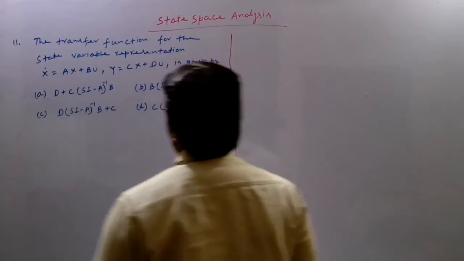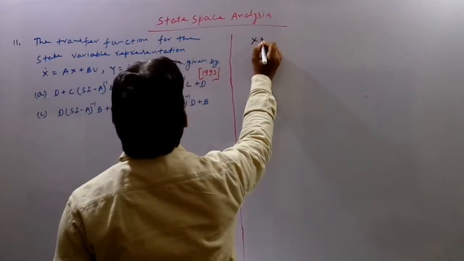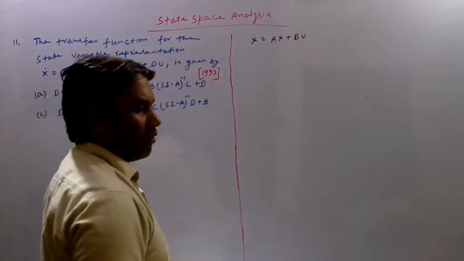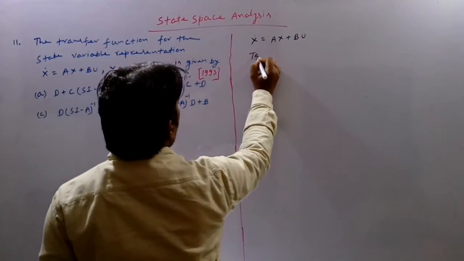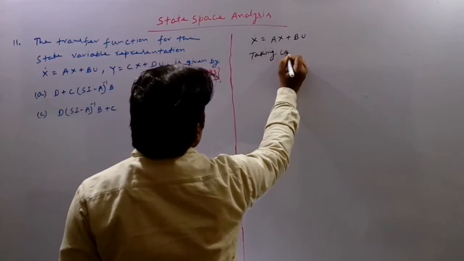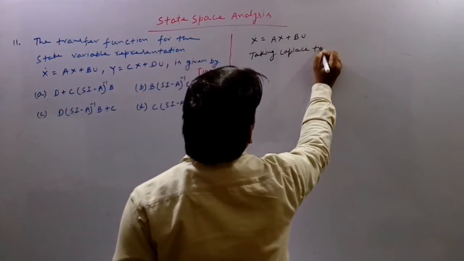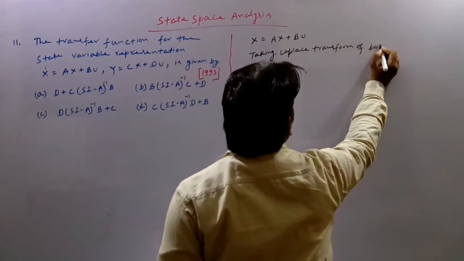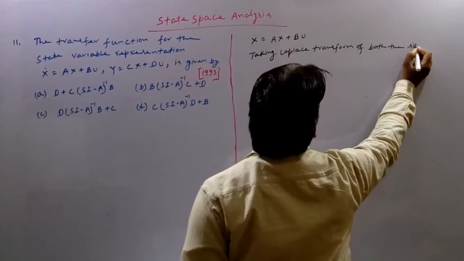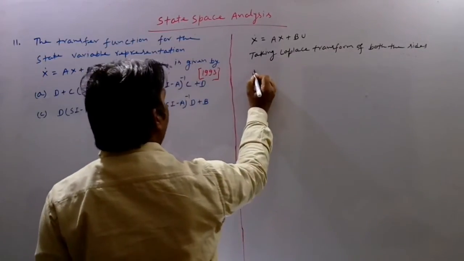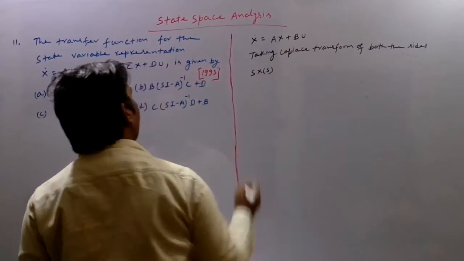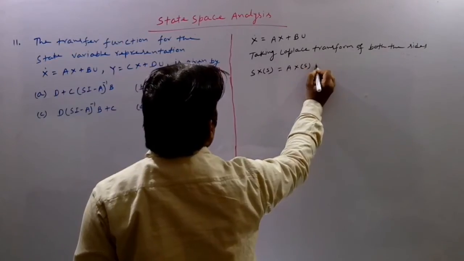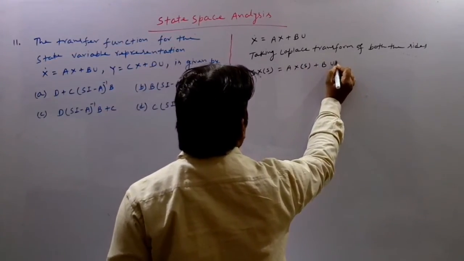So what is x dot? x dot is equal to Ax plus Bu. Now if we take the Laplace transform of both the sides, how much do we get? This will be sX(s) equal to AX(s) plus BU(s).